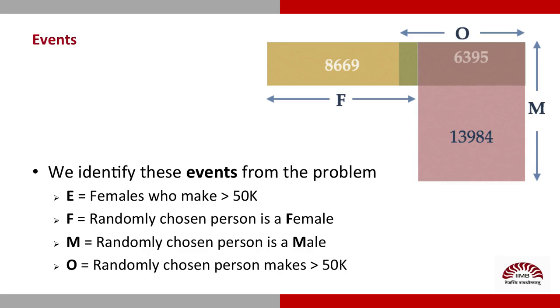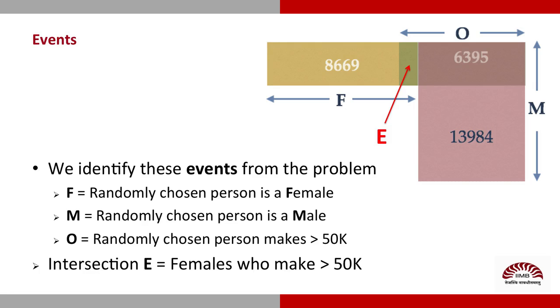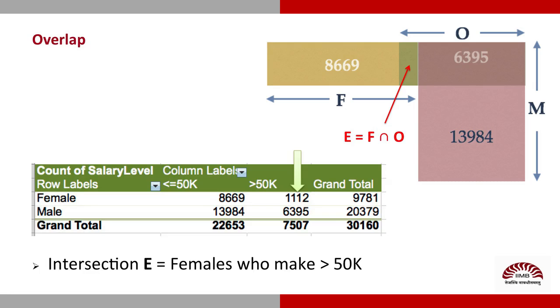I've drawn a Venn diagram to illustrate our situation here. Because males and females are disjoint, we have chosen to use rectangles to denote the sets. The diagram is approximately drawn to scale. The overlap regions are what we must focus on. Using our set notation, the event E is nothing but F intersection O. This is the olive portion of our diagram with a size of 1,112.